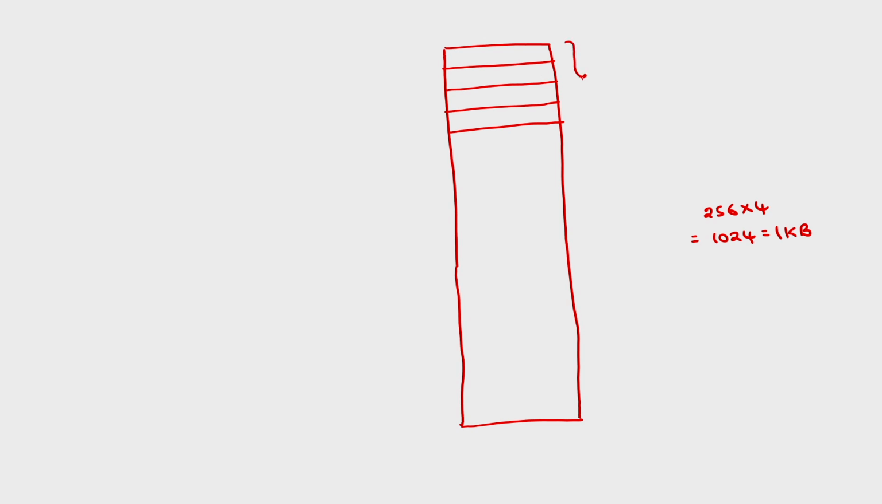We require 4 locations for each interrupt. There are a total of 256 interrupts, and each interrupt requires 4 locations, so it comes to 1024, which is 1K. 1 kilobyte of locations will be used for storing the interrupt addresses. These 4 are for type 0, INT0.